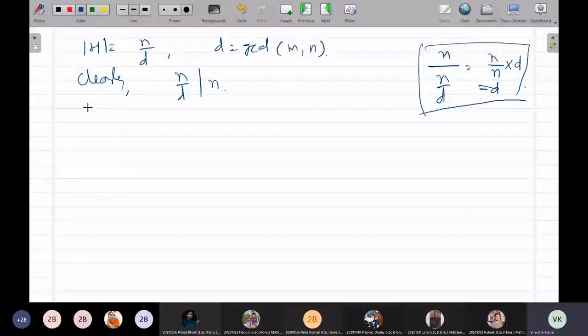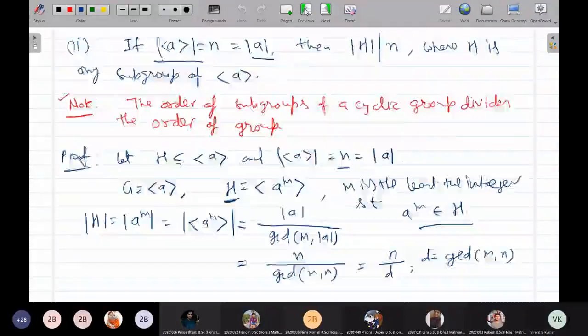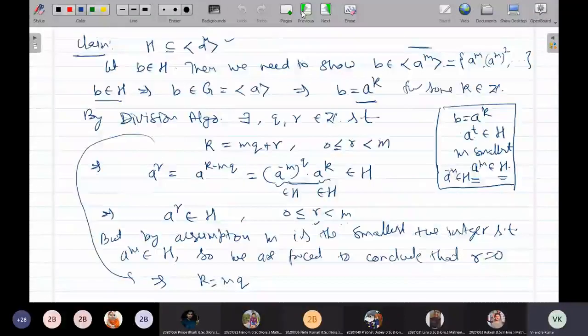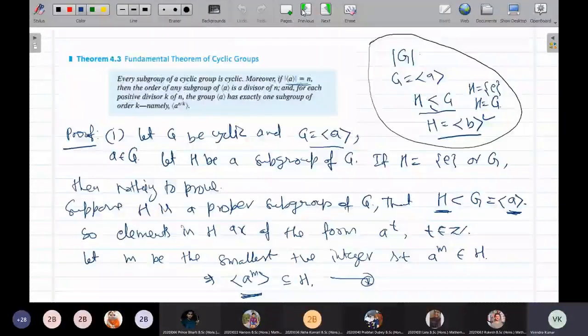Okay. So let us see the third part. The third part essentially says how to find the generators of subgroups, because each subgroup of a cyclic group is cyclic. So certainly those subgroups will have some generator. So in the third part we are looking for that.